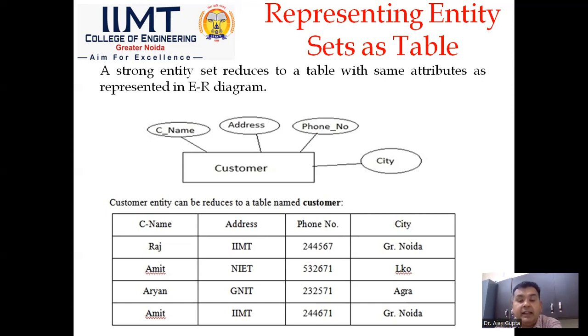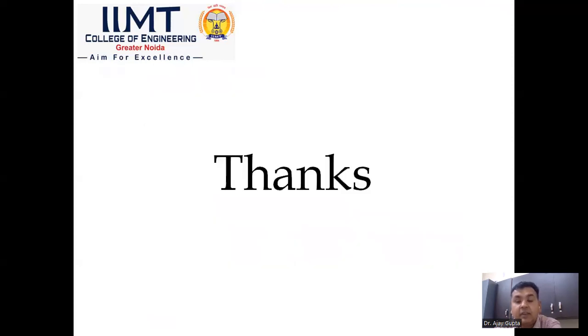Then we enter our data in this database. The first data is Raj, IMT, phone number and corresponding city. The second data is Amit, NIT, phone number and corresponding city. The third data is RN, GNIT, phone number and Agra, and so on. By this means we are going to build our database. So in this lecture we have discussed the ER modeling, or we can say ER diagram, and we have shown that the ER model is the pictorial representation of our database.